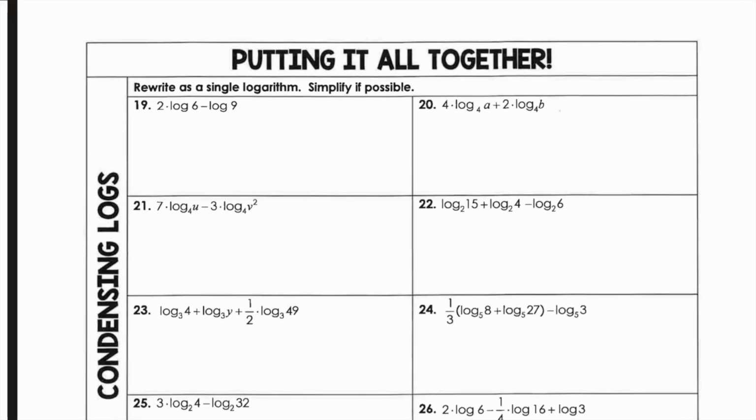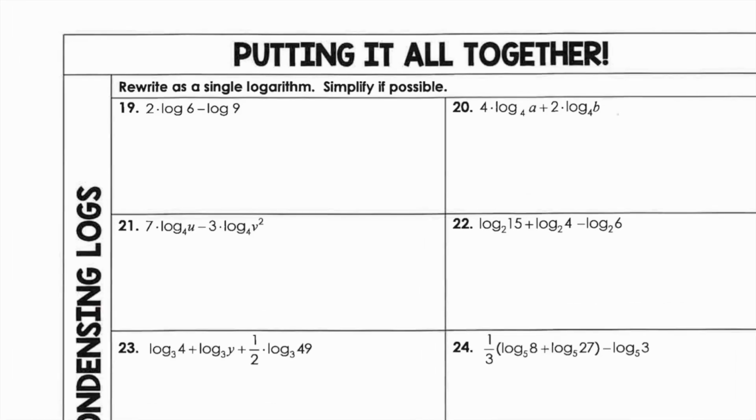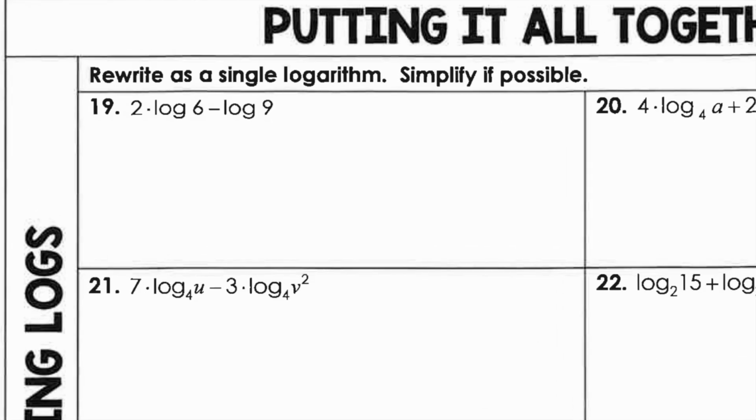So now we're going to be condensing and simplifying. So we're going to be condensing using multiple properties. And so here on number 19, we'll be using this property for the power to move the coefficient to the exponent, and make it log of 6 squared minus log of 9. And then we'll actually square the 6 and get log of 36 minus log of 9. And then now we'll use the quotient property to say that, oh, this can actually be one singular logarithm if we divide 36 and 9, giving us log of 4. And that would be our answer. So we condense it into one singular log.